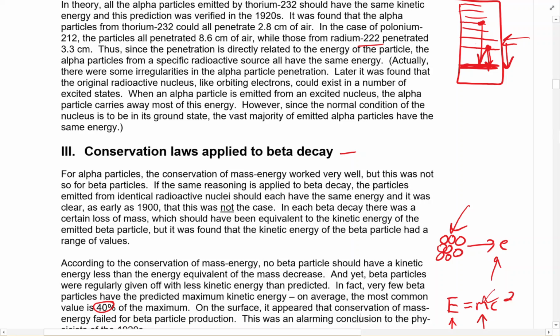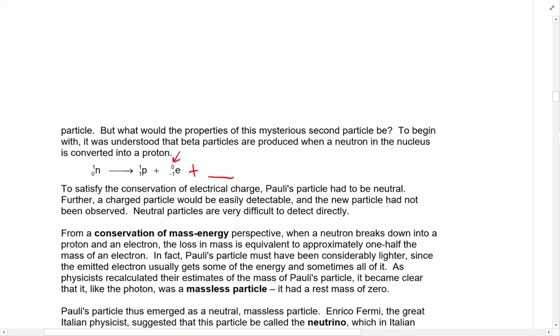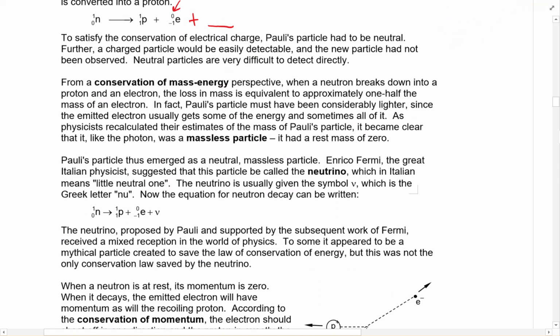Go back. All right. But he knew it must have energy. What happened there? Sorry, I'm probably making you guys dizzy. Okay.